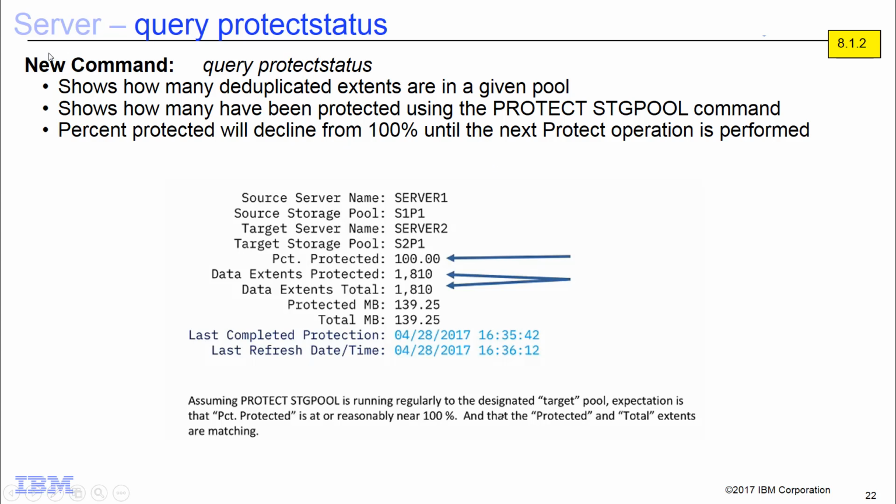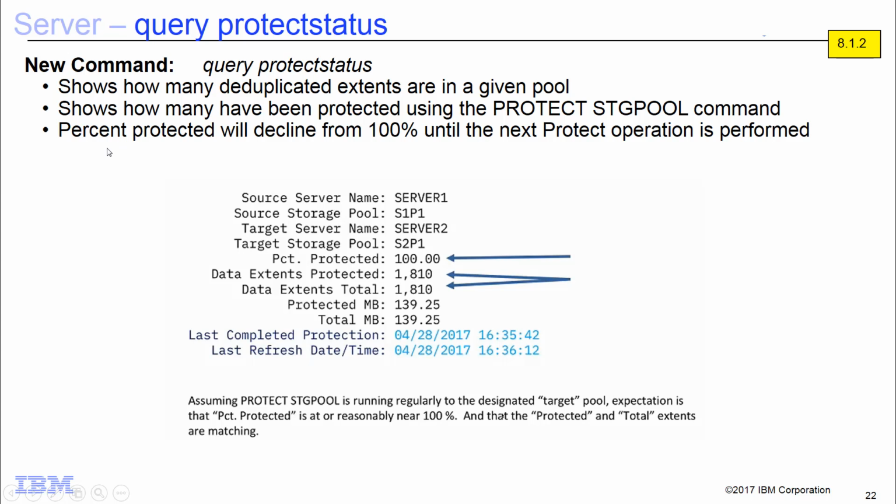On slide 22, we now have a new command inside the Spectrum Protect server. This is the Query Protect Status command. When you issue Query Protect Status, it'll show you how many deduplicated extents are in a given pool, and how many of those have been protected using the Protect Storage Pool command, which replicates the data over to a secondary server.